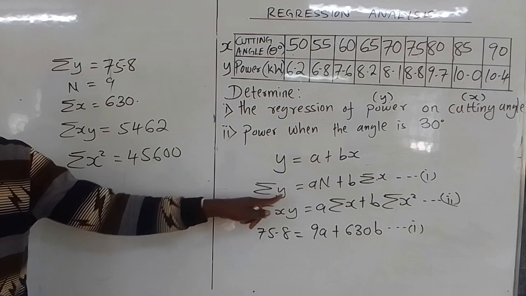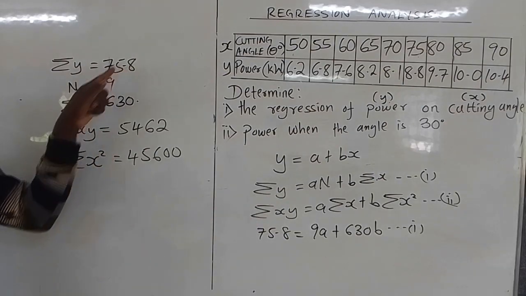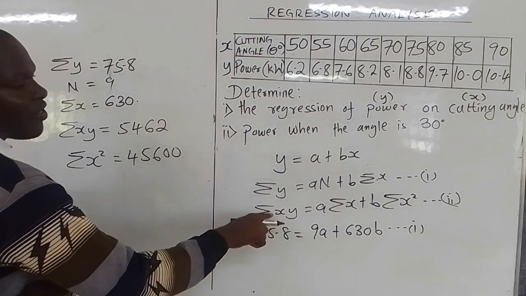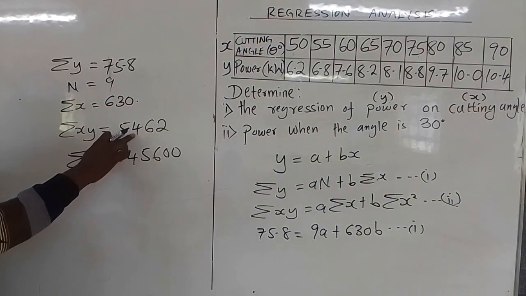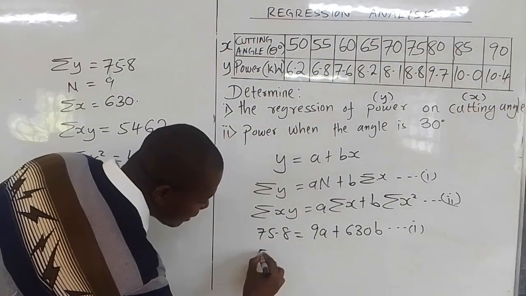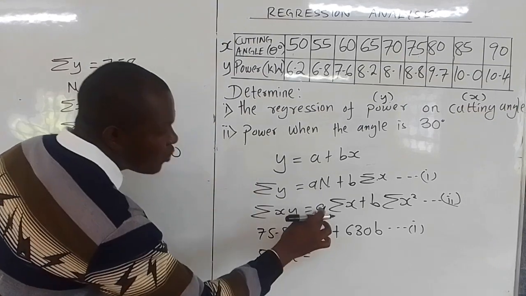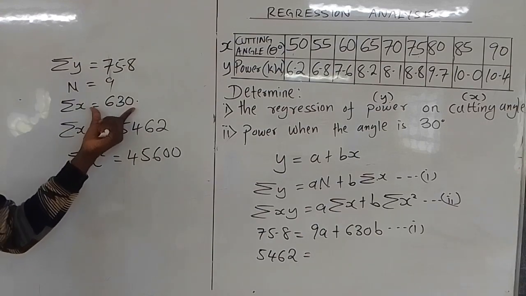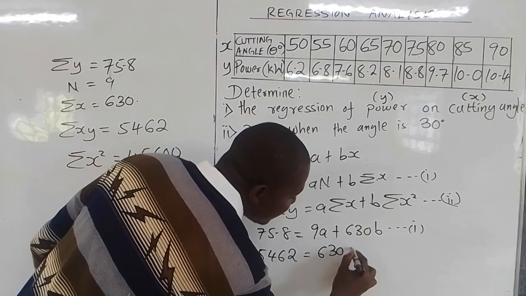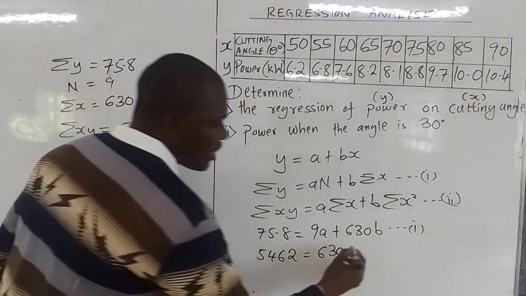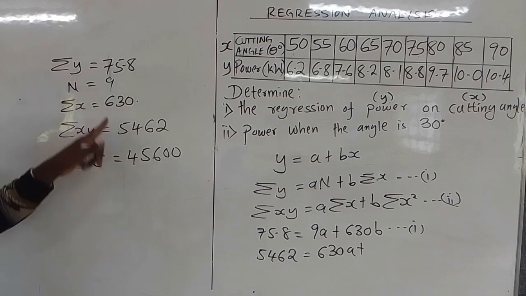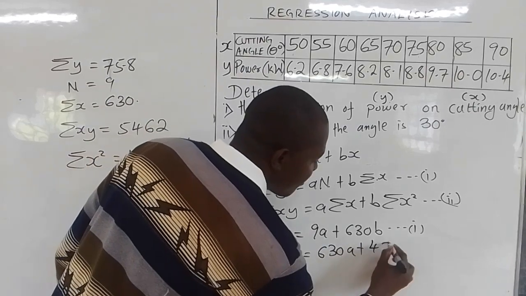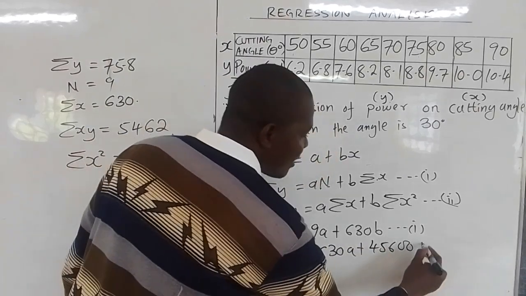You move to your equation 2. Summation of xy you found to be 54.62, equals a times summation of x. Summation of x is 630. So 630 times a, 630a, isn't it? Then it is plus summation of x squared, 45,600, times b, isn't it? So we have 45,600b.